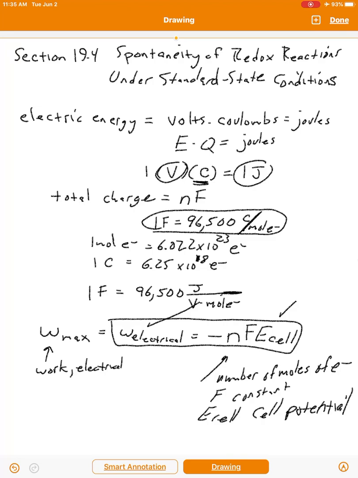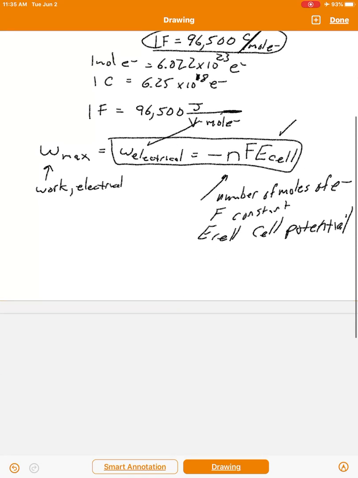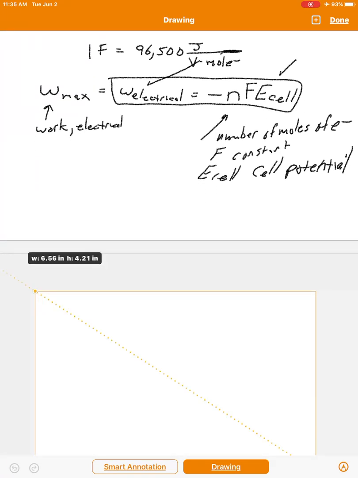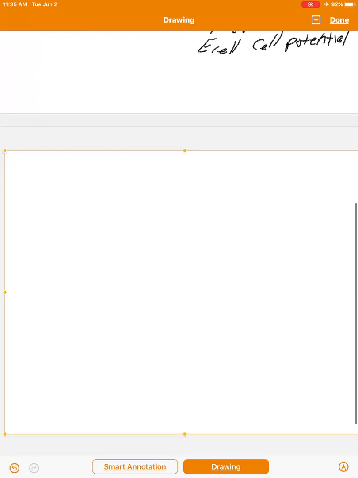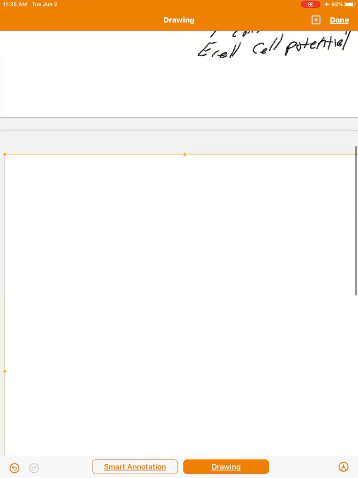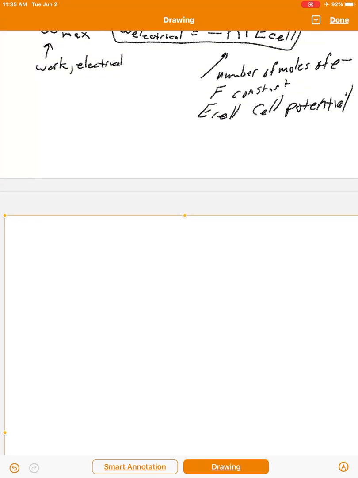That's really cool. So now the next thing is to come back to chapter 18 briefly, because that's really what we're doing here. We're connecting chapter 18 to 19. If you recall, the Gibbs free energy change, delta G, that's also the maximum amount of work that can be extracted out of any kind of chemical system.